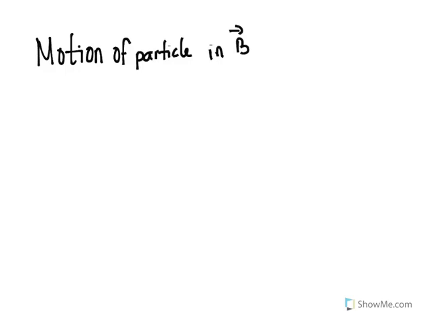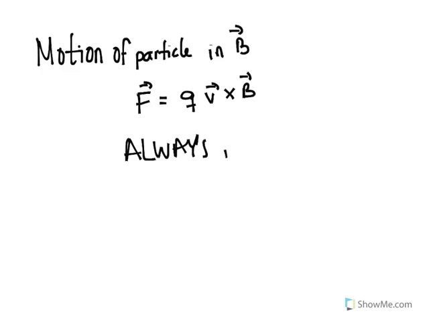So a particle which is moving in a magnetic field will receive a force which is given as Q V cross B. And if we have a magnetic field and a particle which has a velocity, the force which is going to be received by the particle is always perpendicular to this vector velocity and vector magnetic field, always perpendicular, right?